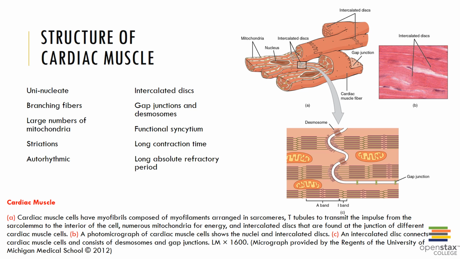Cardiac muscle cells are metabolically very active and therefore possess large numbers of mitochondria and are richly supplied with capillaries. Cardiac muscle cells also possess striations because of the highly organized arrangement of the myofibrils into repeated sarcomeres. Approximately 1% of cardiac muscle cells are capable of generating their own electrical impulse and are therefore called autorhythmic.